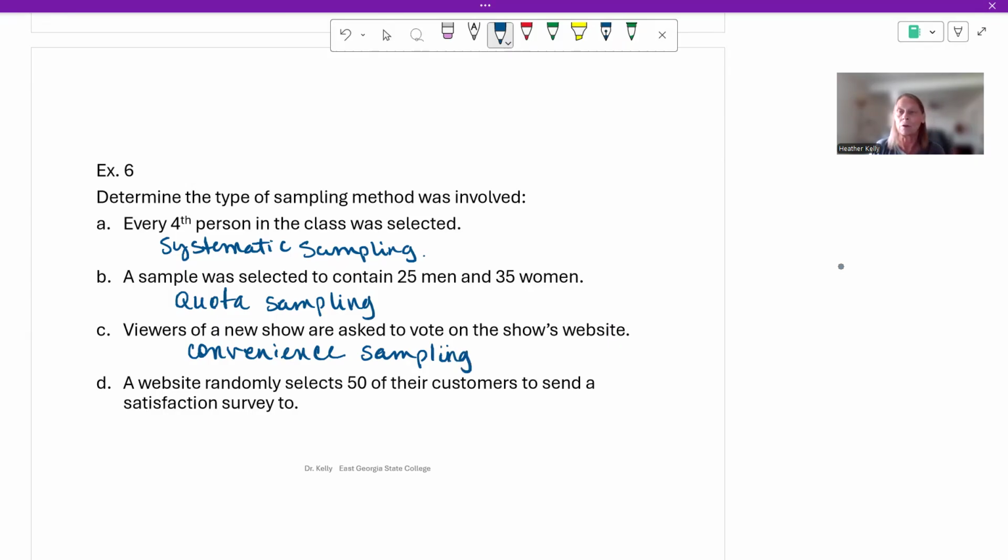Okay, a website randomly selects 50 of their customers to send a satisfaction survey to. Voluntary response.